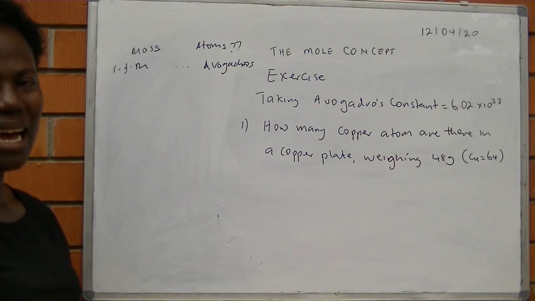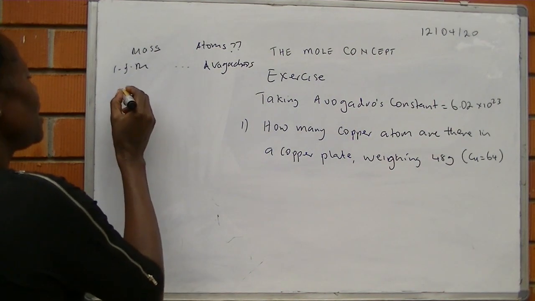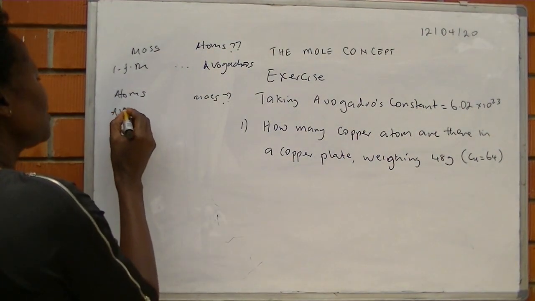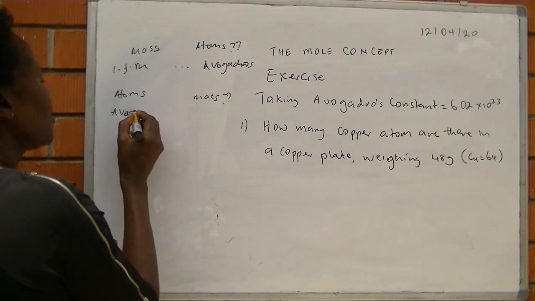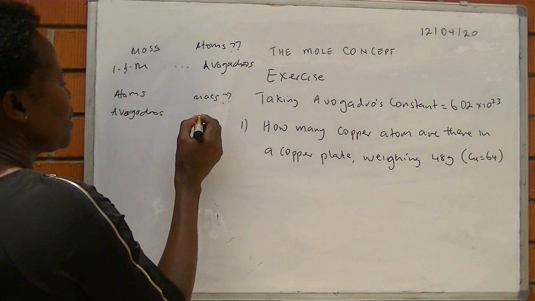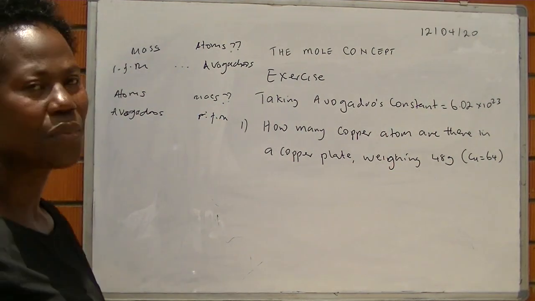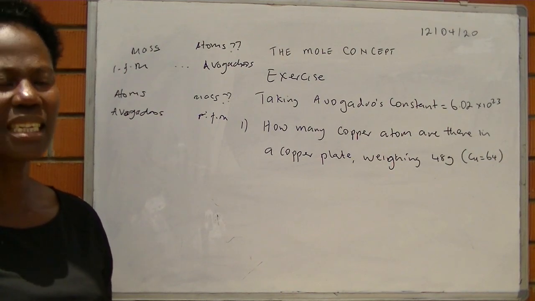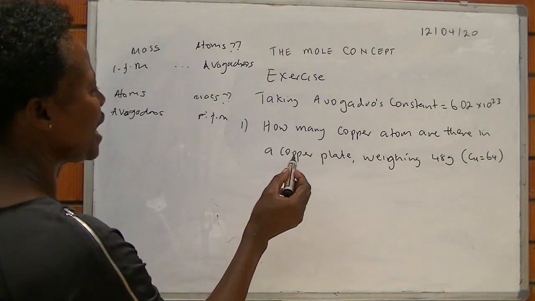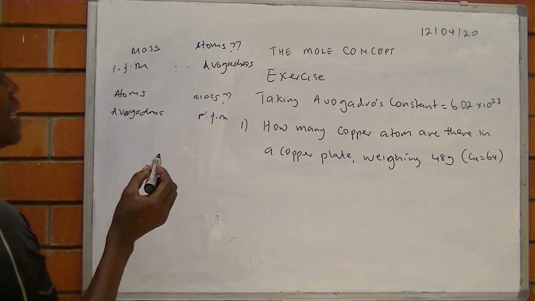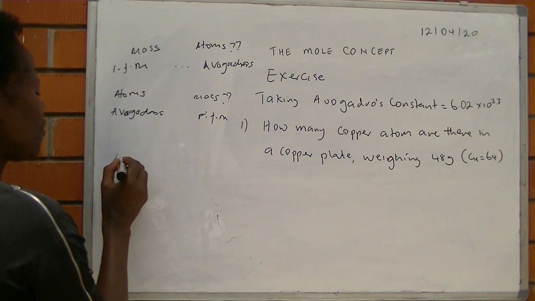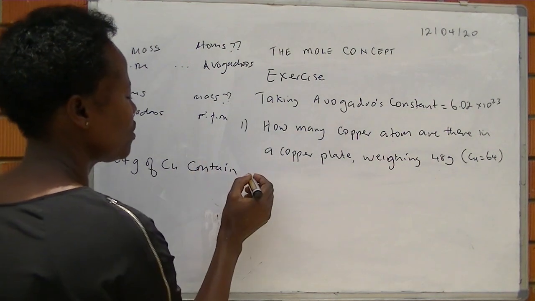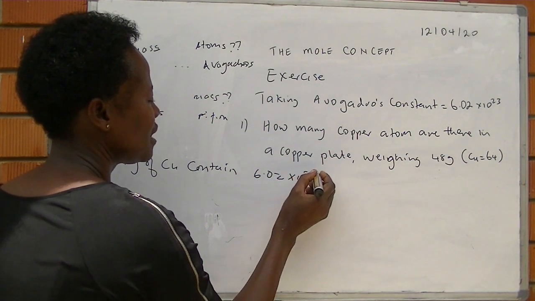But if you are given atoms and they want the mass, you begin with Avogadro's, then you contain it with RFM. What do I mean? Taking our example, how many copper atoms are there in a copper plate weighing 48 grams? In case we are given a mass and they want the atoms, we begin with RFM. Therefore, 64 grams of copper contains the Avogadro's, which is 6.02 times 10 to the power 23 atoms.